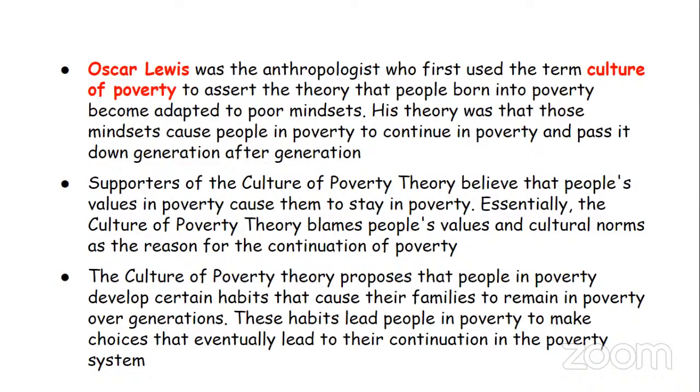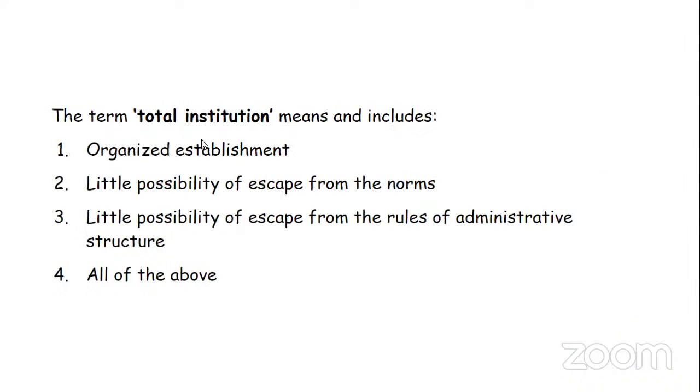Next question. The term total institution means and includes: organized establishment, little possibility of escape from the norms, little possibility of escape from the rules of administrative structure, all of the above. Total institution means and includes, and the right answer is all of the above.